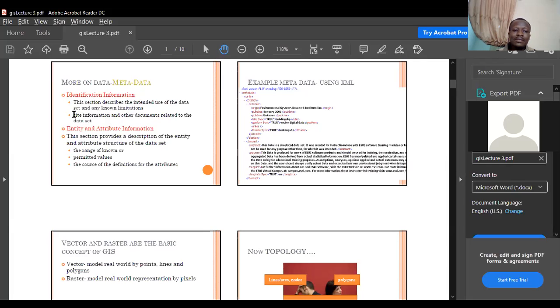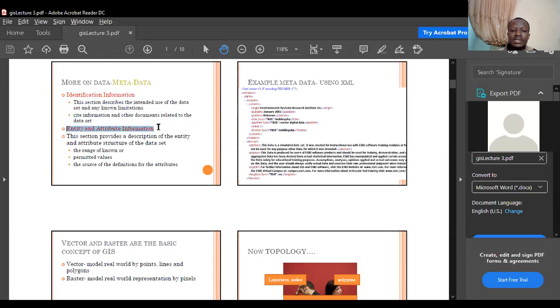We should be able to have site information and other documents related to the data set as part of the identification information. In other words, if the data is coming from highways, we need to know that this is from the highway authority. So what does that do? It gives you some kind of trust. You can believe that if I use this data set, I know it's coming from the highway authority. I can trust it. So that information is called the identification information.